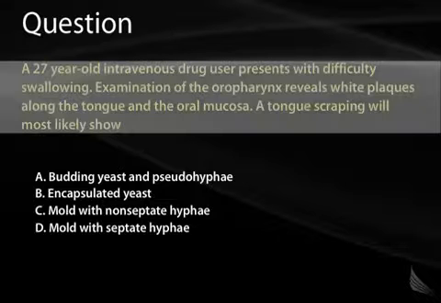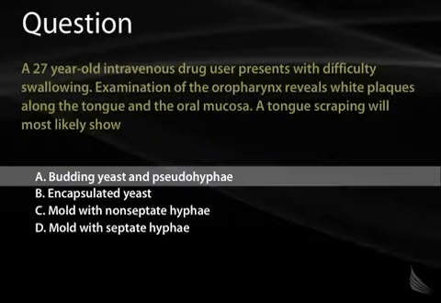Question. A 27-year-old intravenous drug user presents with difficulty swallowing. Exam of the oropharynx reveals white plaques along the tongue and oral mucosa. A tongue scraping is most likely going to show. So this is a clinical picture of somebody who's probably a little bit immunocompromised. They're an intravenous drug user and they're at risk for getting candidiasis in different parts of their body. If you've got a white plaque somewhere along your upper GI system, you should think of candidiasis in this situation. And so you're going to see budding yeast with pseudohyphae.